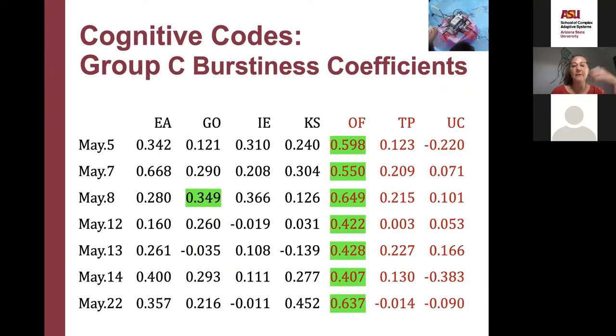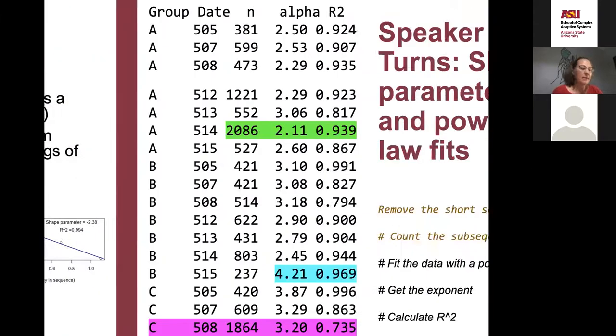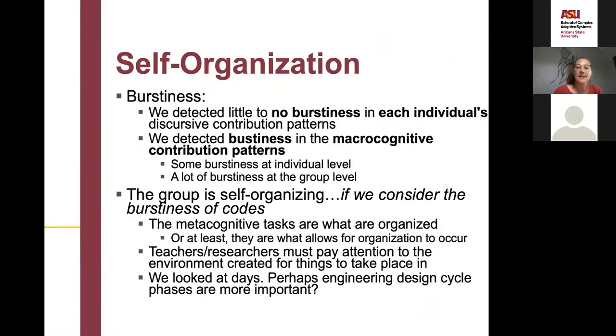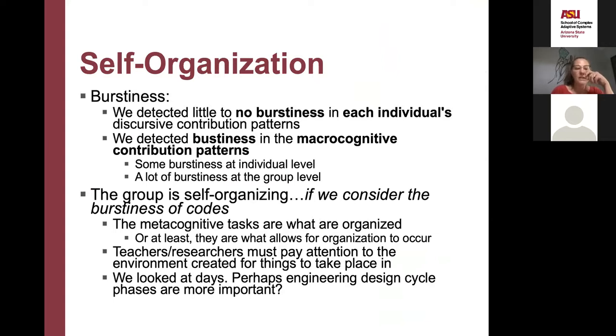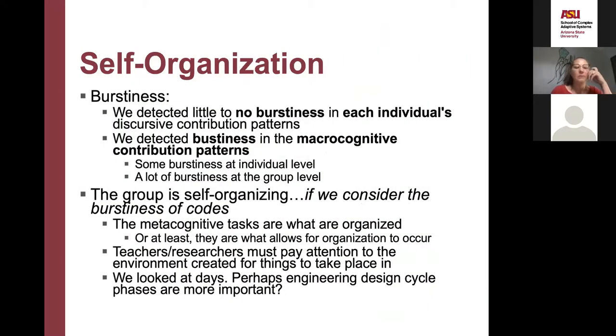And different patterns of burstiness across time. So, changes in burstiness across time. I'm not going to be able to get into our power law distributions, but just to say, number one, we just presented these results for the first time at a conference a few days ago. So our findings right now, and our interpretations, are very speculative. But what we can say is that we detected little to no burstiness, so little to no self-organization at the individual level.